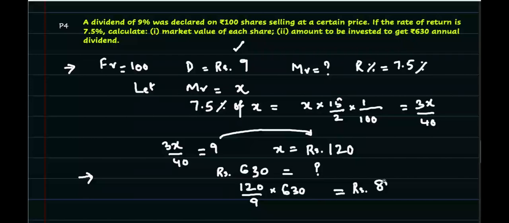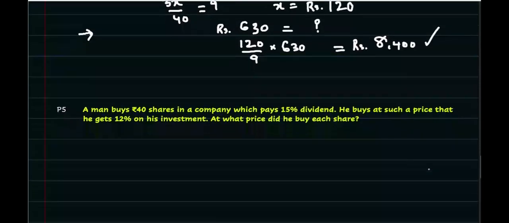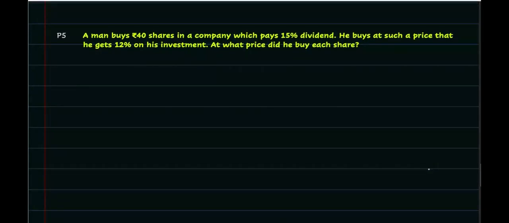So you will get 8,400. 8,400 rupees you need to invest to get 630 rupees as an annual dividend. Got it? So, unitary method you need to apply here. Simple. So moving on, I hope you understood. If you have not, comment that a certain portion is not clear, so I'll try to make a video on doubts.